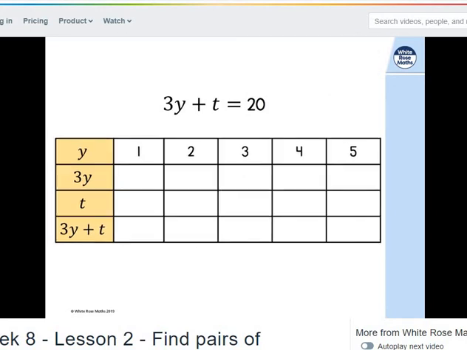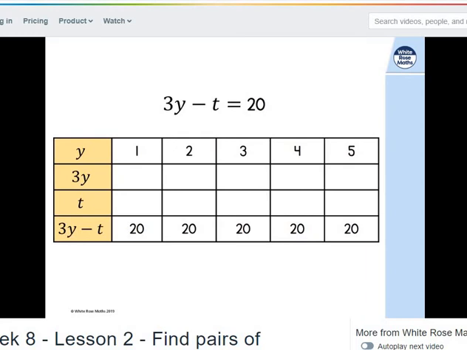Let's have a look then. So, given that y is 1, and we know that 3y plus t equals 20, we can fill that row in straight away, because I just need to multiply whatever the y value is by 3. Now then, I need to think about what t is going to be. Well, 3 plus something for the first column is equal to 20. Well, that'd be 17. The next one, well, 6 plus 14 would be 20. Then it'd be 9 and 11, 12 and 8, and then 15 and 5.